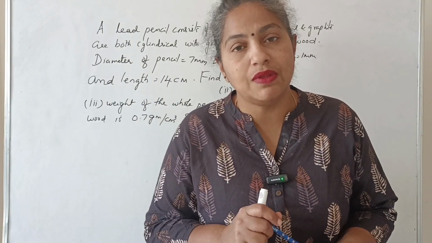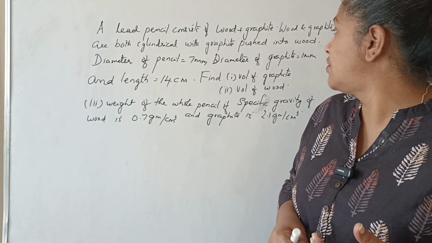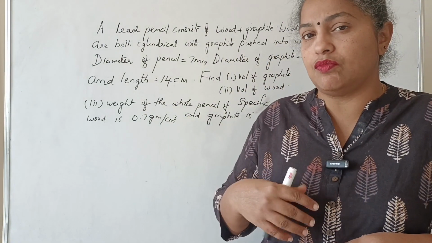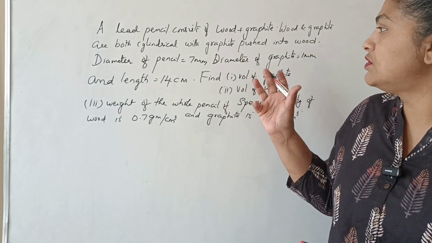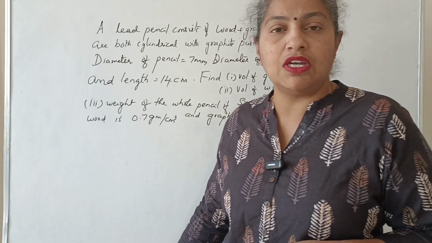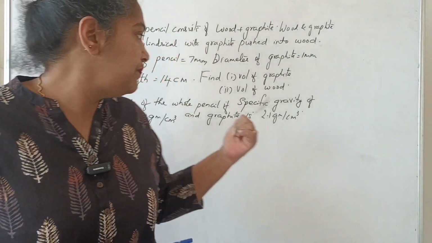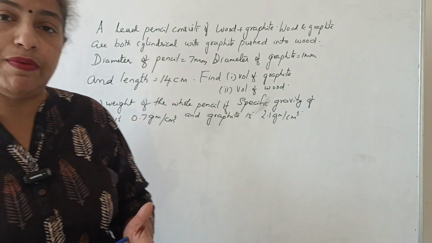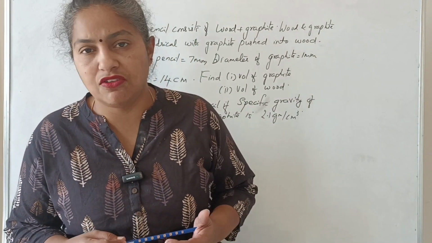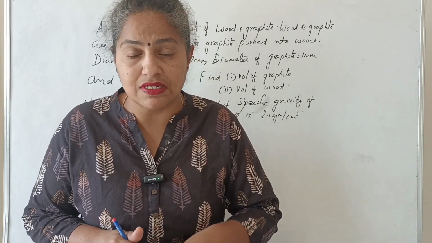So this is a sum from the NCERT textbook. It is about a lead pencil consisting of wood and graphite, and the graphite part is pushed into the wood, and the measurements of the diameter of the pencil, diameter of graphite, and a few other measurements are given to you, and you are asked to find the volume of the graphite, volume of the wood, and the weight of the whole pencil. Okay, and specific gravity is also given to you, which is a relatively new term for you guys as far as maths is concerned.